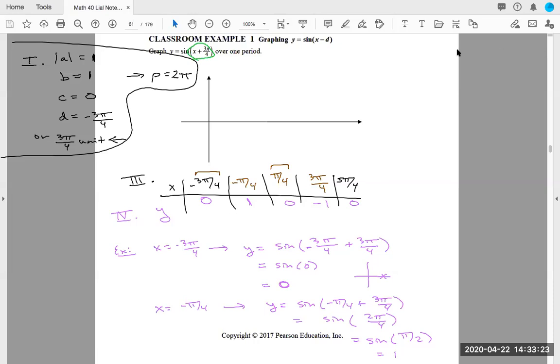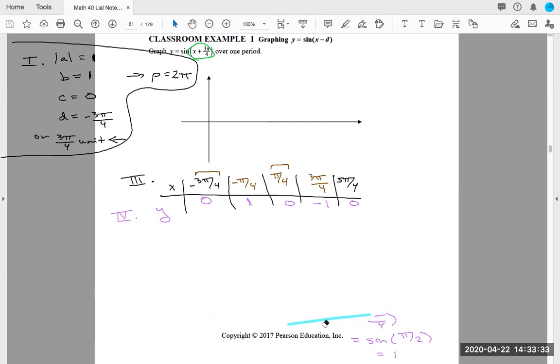Okay, I've saved that. Let me go ahead and erase this bottom part here. I need more colors here. Okay. Anyway.